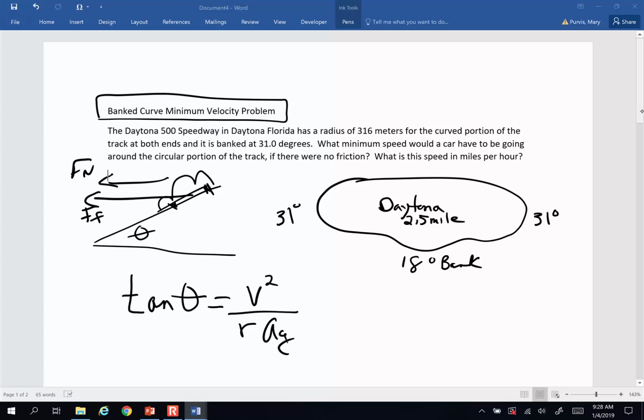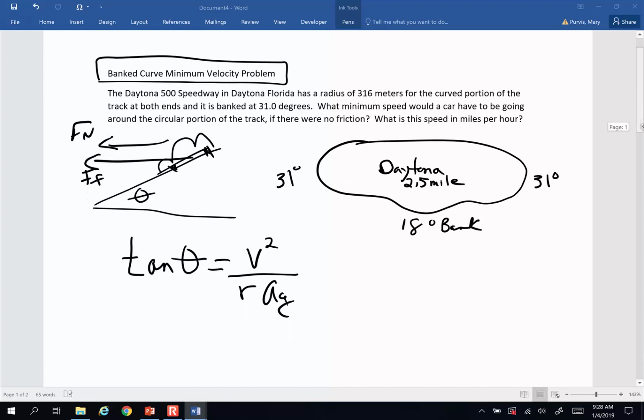Now we're talking about the Daytona 500 track, which is down in Daytona, Florida. It's a 2.5-mile tri-oval track. It's got three little sideways parts that have some sort of a bank on them, and we're interested in the two far ends. Each one of these has a 31-degree angle. The radius of each one of these is about a third of a kilometer. It's quite big. So the radius is 316 meters.